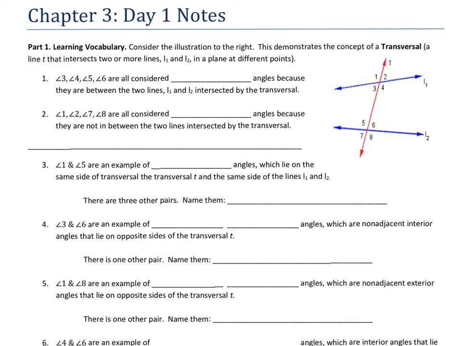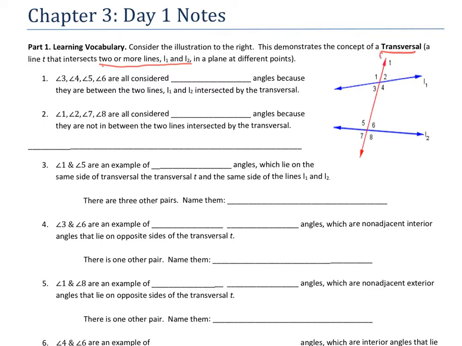The first thing we're going to do is describe our angle locations. Remember that word, angle locations. These are just the names of where the angles are. Whenever you have two or more lines that are intersected by a transversal, these are the locations that come up.